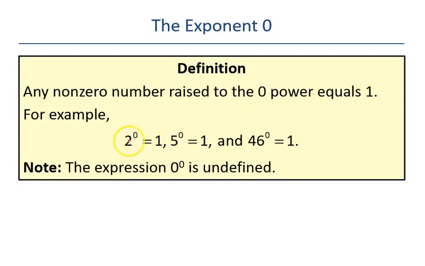Okay, continuing on. Any non-zero number raised to the 0 power equals 1. For example, 2 to the 0 equals 1. 5 to the 0 equals 1. 46 to the 0 equals 1. The expression 0 to 0 is undefined. That is just going to be a trust me for right now. All these other ones I'll show you later on, maybe in class. But just when you see that power of 0 there, make sure you just equal 1.